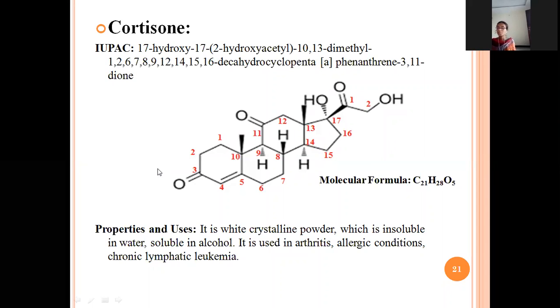Next, properties and uses. It is a white crystalline powder. It is insoluble in water, but it is soluble in alcohol. It is used in the treatment of arthritis, allergic conditions, and chronic lymphatic leukemia.